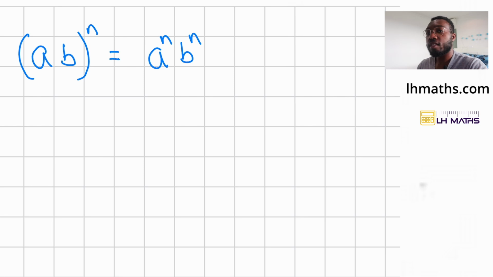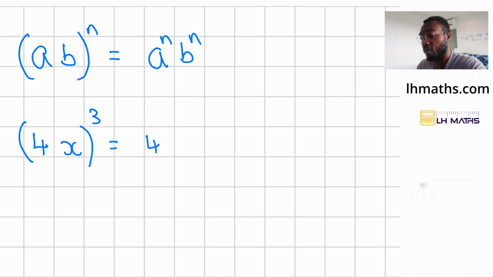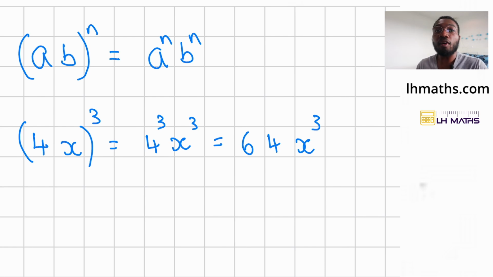An example of this, the main way we would use it, is if we're dealing with algebra, with an x value. Let's say we have 4x, all being raised to the power of 3. If we simplify it down, it will be 4 to the power of 3 times x to the power of 3. Then you can simplify that even more, which will give you 64x to the power of 3.